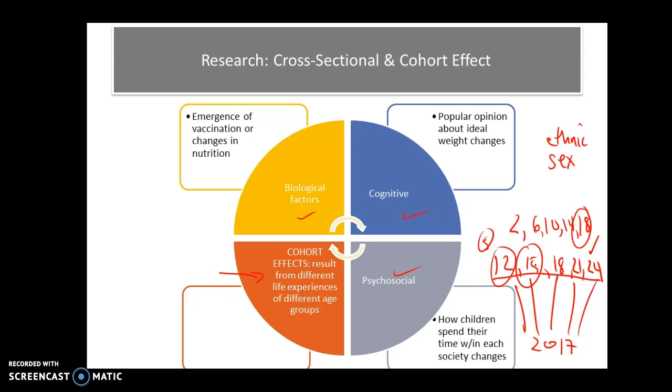So we can see how life experience connected to something like a biological factor, like the emergence of a vaccine, can impact cross-sectional research.